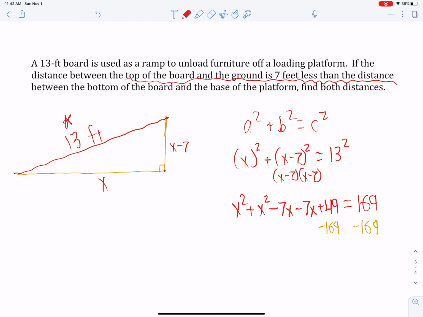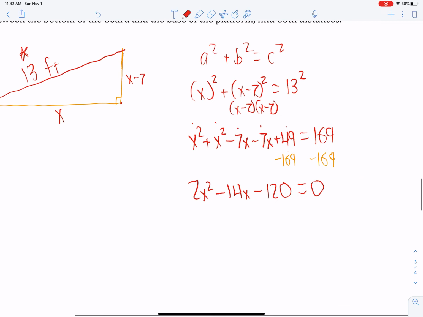Now on the left side, we've got a bunch of like terms. x squared plus x squared is 2x squared. Negative 7x minus 7x is minus 14x. 49 minus 169, we have minus 120. And then equals 0. All right, so solving this one by factoring.